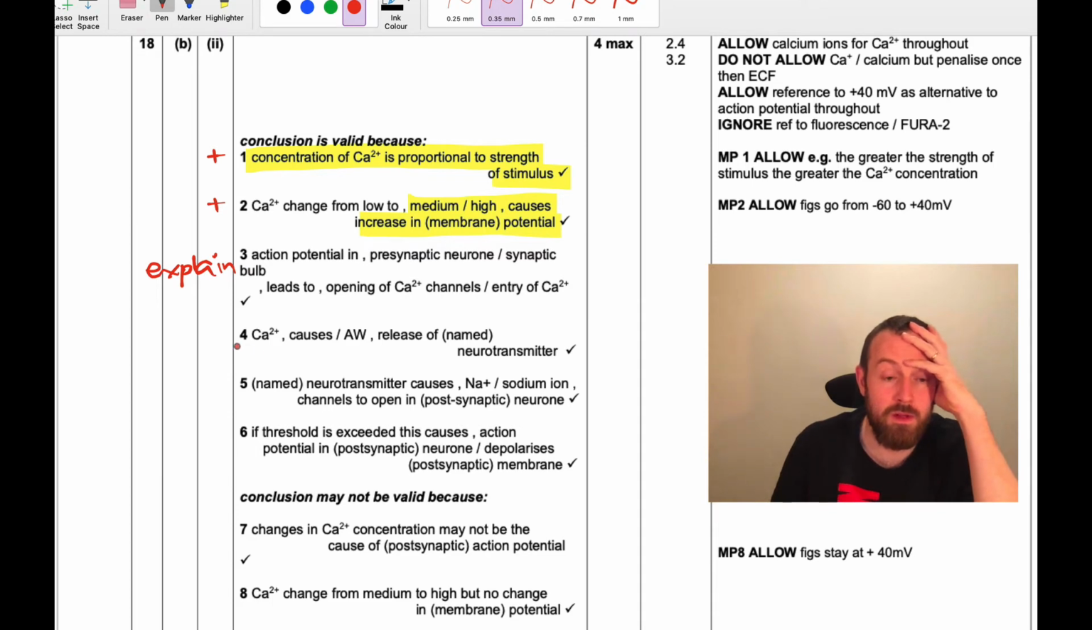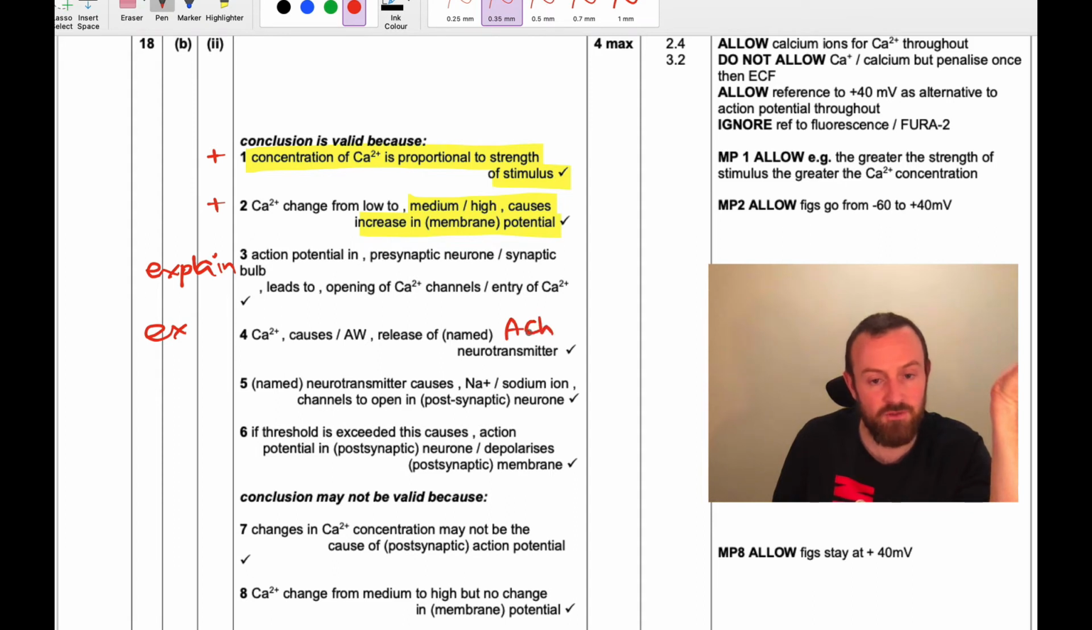And then this is again explaining, talking about the release of the named neurotransmitter. It could be acetylcholine, ACh for short, acetylcholine will give you the mark. And the fact that this causes the sodium ion channels in the postsynaptic neuron to open. And then if the threshold potential is exceeded, then we get an action potential. So remember, threshold potential is about minus 50. If we don't go past that, then you won't get an action potential.